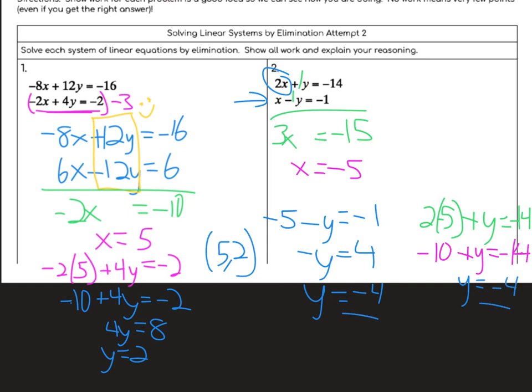I don't know which equation is easier for you to solve. I can see some people choosing one, some people choosing the other. But anyway, the solution, the point at which these intersect, is -5, -4.